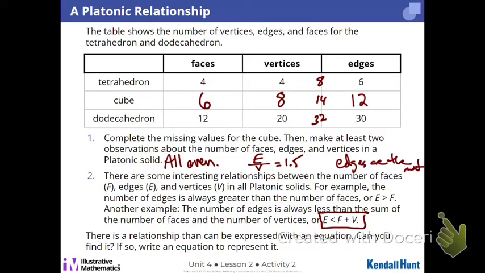Now that we know that it's true, I think there's another relationship popping there between the sum of those and the edges. Look at between the sum of them and the edges. I wrote the sum of them. Always 2 more. So the edges keep being 2 less than the sum of faces and vertices.